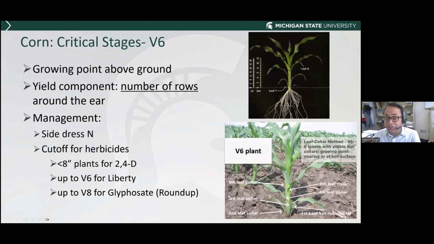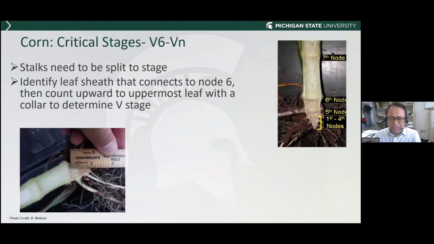So how do we stage that plant, right? This is where we recommend using the splitting the stalk method, where we are cutting at the bottom through the middle of the stalk, as you can see in a couple of these pictures. And we are trying to identify node number 6 on that stalk. How do we do that?